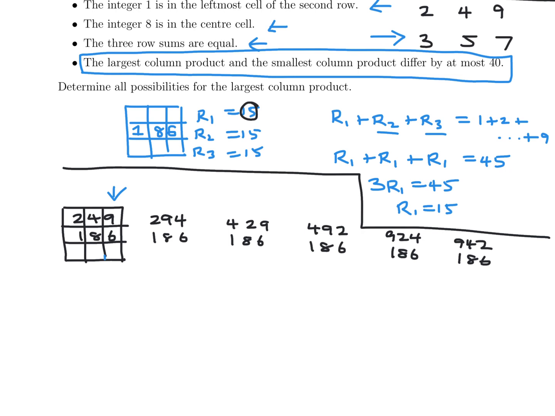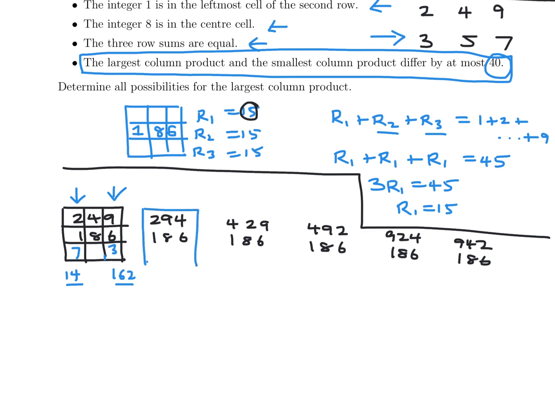So the smallest number of the 3, 5, 7 is a 3. So let's put that 3 there. And if I do that product, 9 times 6 times 3 is 162. Now this guy has just a 2 and a 1. So the maximum I can make that product is if I put a 7 there, that's 14. So as you can see, this and this already differ by much more than 40. And the maximum they can differ by is 40. So that falls apart.